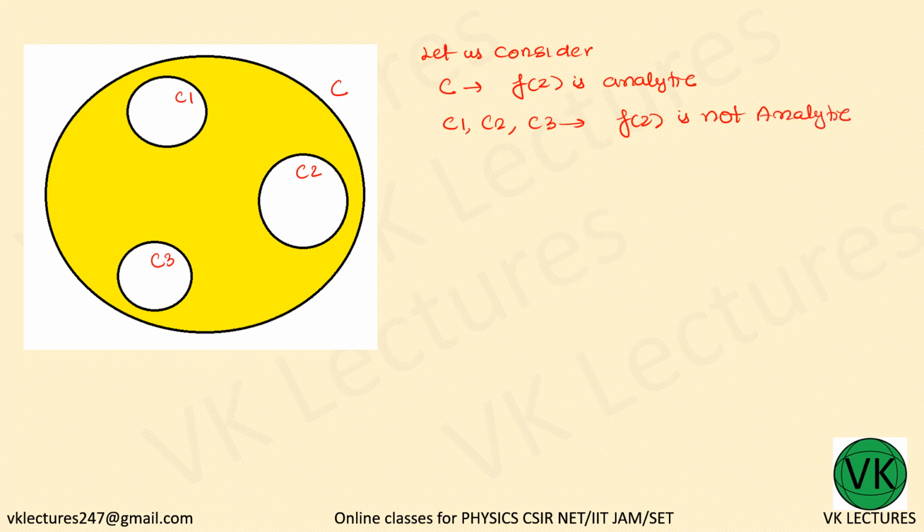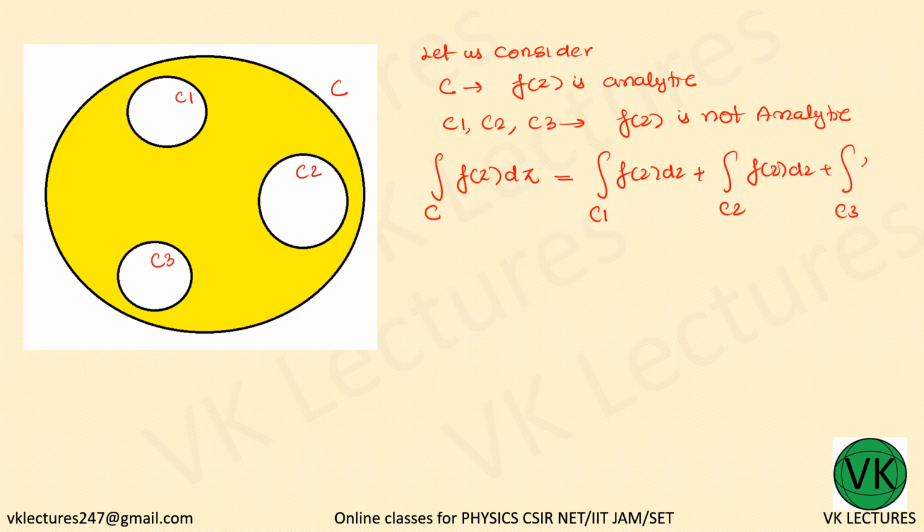Then what we can do is, the integral over the contour C of f of z dz, that means in the analytical region, will be equal to the integral over the contour c1 of f of z dz plus the integral over c2 of f of z dz plus the integral over c3 of f of z dz. We are writing the integral of this analytical function as the sum of the integrals over the curves c1, c2, c3 where it is not analytic.